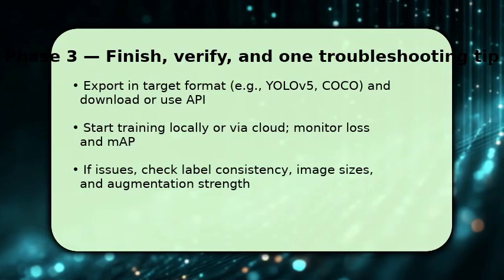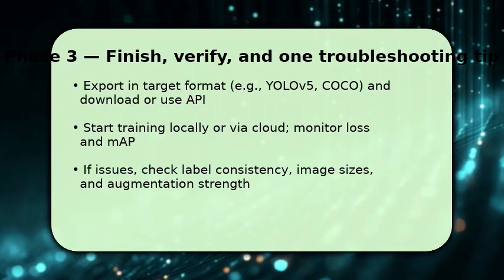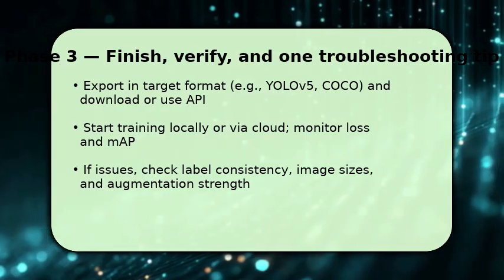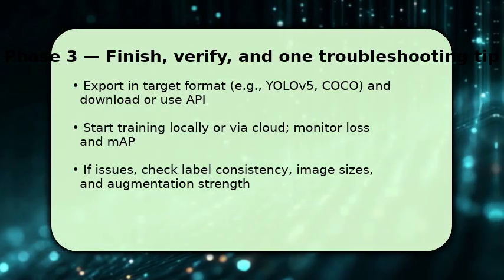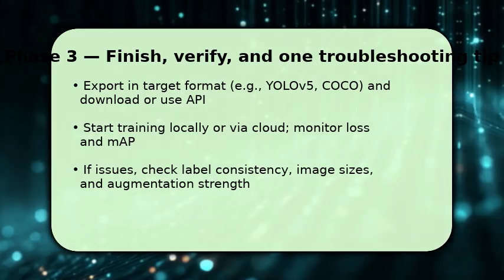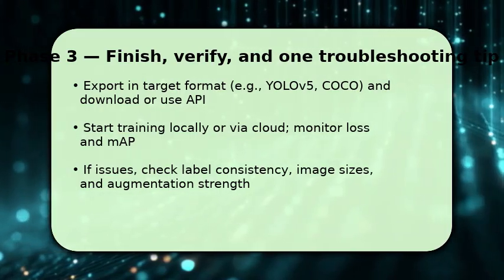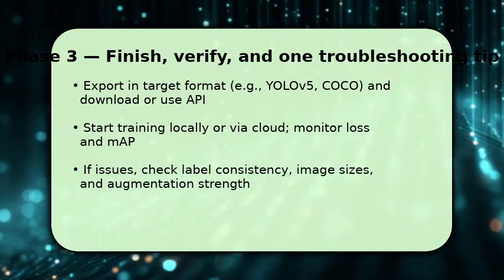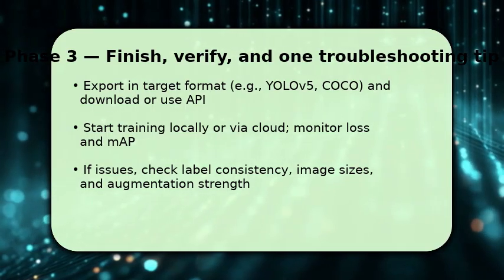Finally, export the dataset in the exact format your training code expects. Pick YOLOv5, COCO, or TensorFlow and either download the ZIP or use Roboflow's API key to stream data. Begin training and monitor metrics like loss and mAP. Adjust learning rate or augmentations if performance stalls.